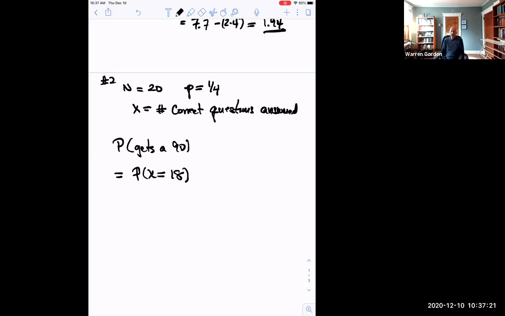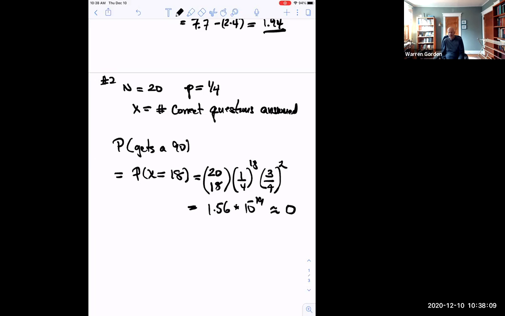Now it should be clear that this is a binomial distribution. I had 2 people work the problem out using the Poisson approximation, and I accepted it. But this is clearly a binomial distribution. That's how this problem should have been done. So this is simply 20 choose 18, the number of successes, probability of success is 1/4 to the 18th times 3/4 squared. And if you work this out, the answer is something like 1.56 times 10 to the minus 19th, which is effectively 0. And that's what you expect. If somebody's guessing on an exam, the probability of getting a 90 is non-existent.